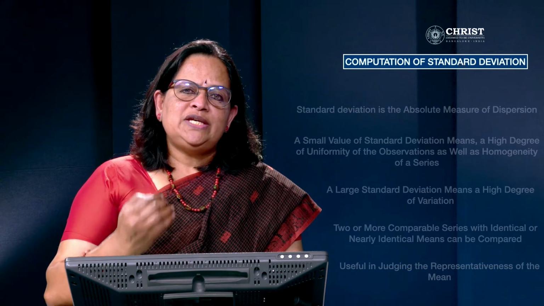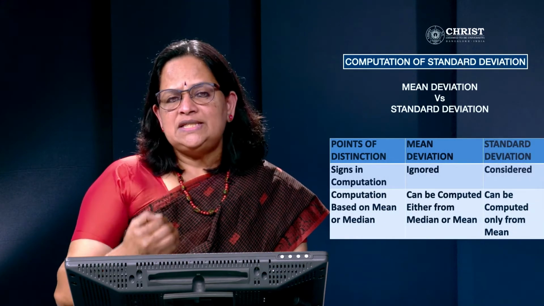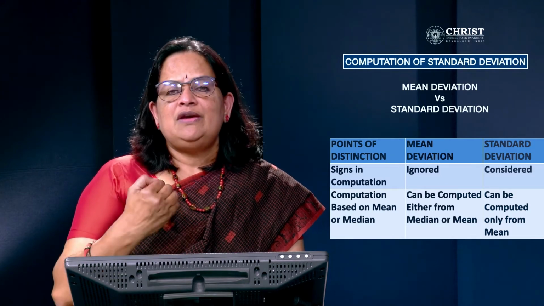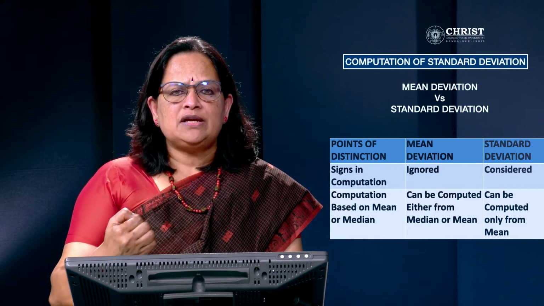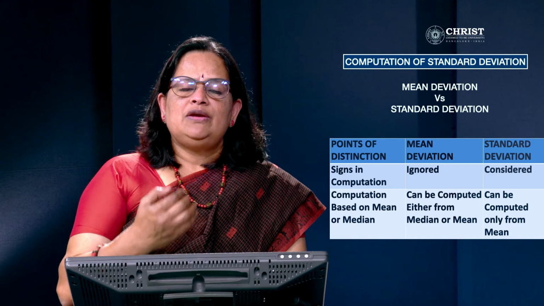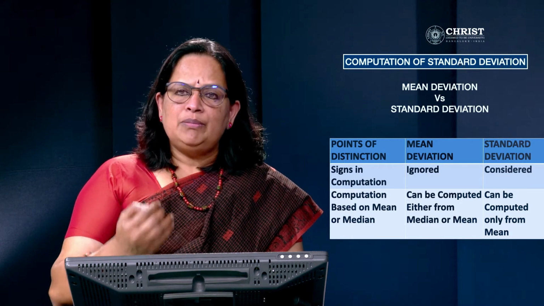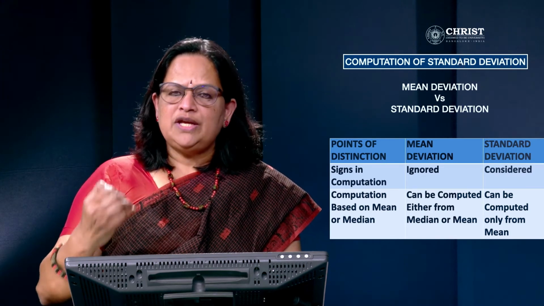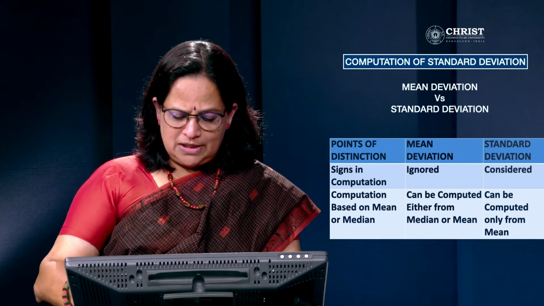Next, we have to see what the differences are between mean deviation and standard deviation. Two points are there. In mean deviation, signs are ignored in computing, which is the main limitation of mean deviation, whereas in standard deviation, signs are considered. If it's plus or minus, it will be considered in the computation. Mean deviation can be computed using either the mean or the median as the average, whereas standard deviation we can compute only using the mean. So these are the two differences between mean deviation and standard deviation.